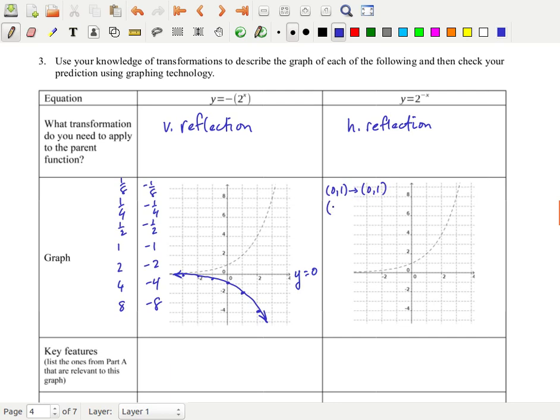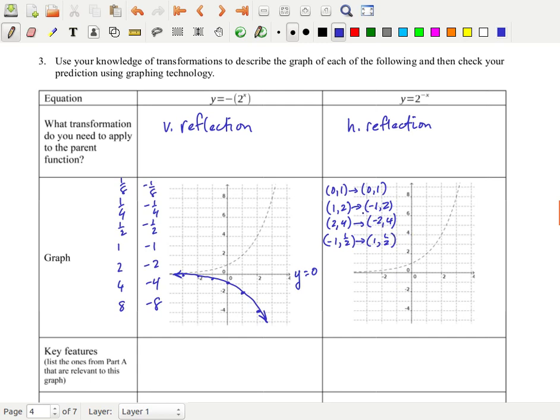But for example, we used to have the point (1, 2). Well, that's going to become the point (-1, 2), because it's a horizontal reflection. The x-coordinate gets multiplied by negative 1. The point (2, 4) changes into the point (-2, 4), whereas the point (-1, 1/2) gets changed into the point (1, 1/2).